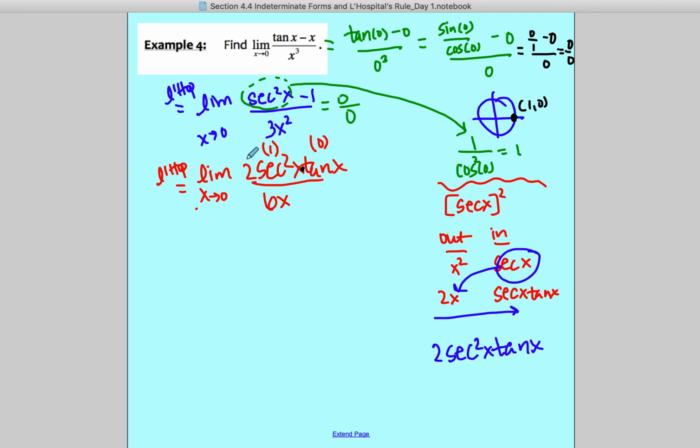But there's actually an easier way to handle this. What I would do is separate it. I'm going to pull it apart. Do you see how secant squared is 1? I'm going to take the 2, the secant squared of x, and just the 6, and I'm going to say I want to look at this limit.